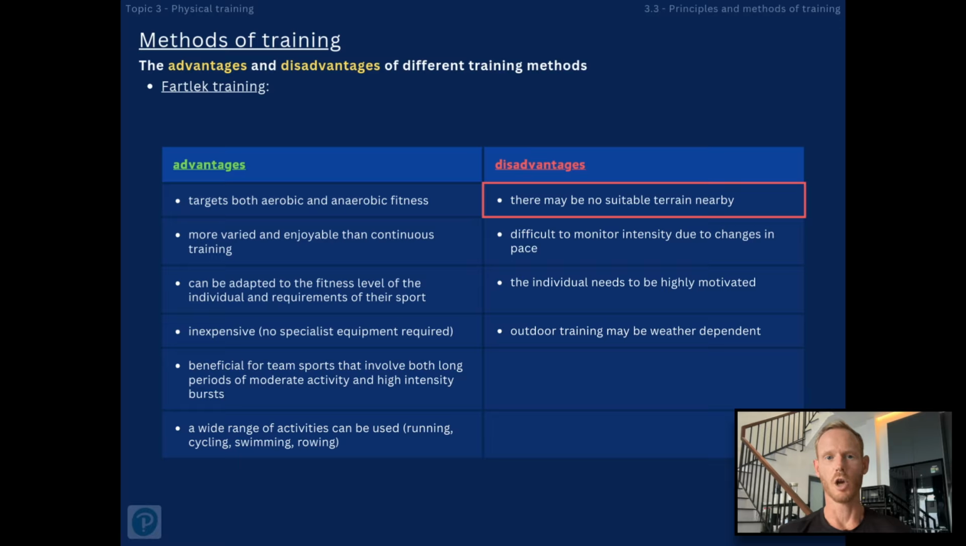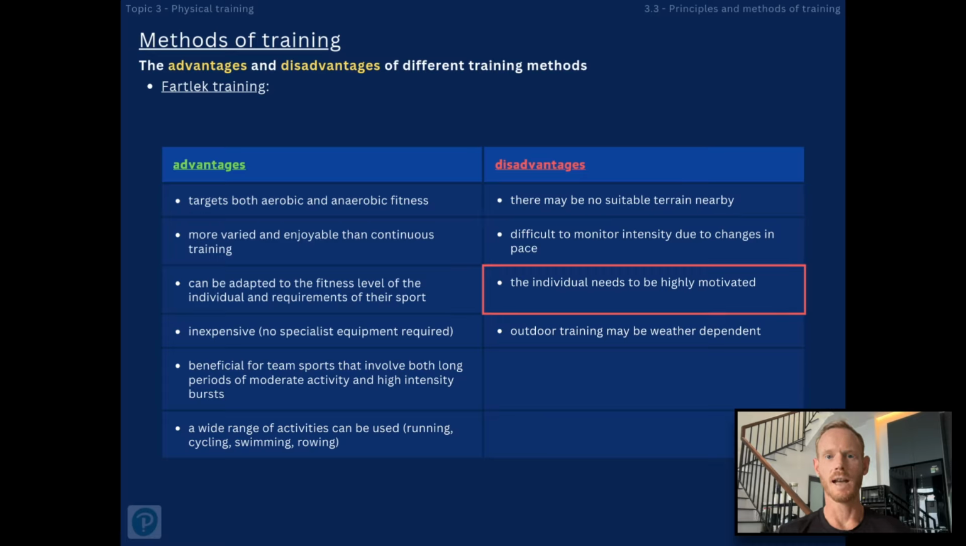However, there may be no suitable terrain nearby, it's difficult to monitor intensity due to the constant changes in pace, and the individual needs to be highly motivated in order to push themselves hard enough to overload the body.